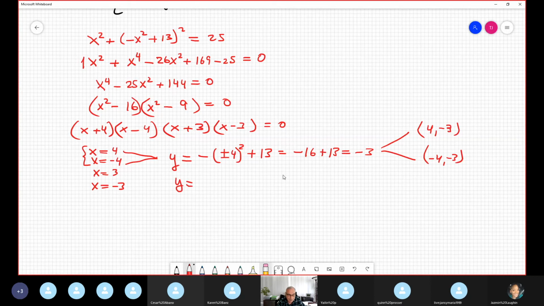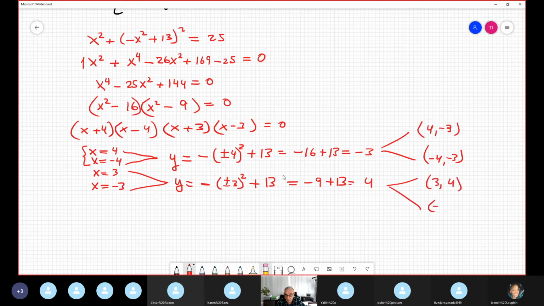Likewise, this is minus plus or minus 3 squared. We are doing both together, plus 13. In this case, it's negative 9 plus 13, which gets positive 4. And the points are 3 comma 4 positive, and negative 3 comma 4 positive. So we have 4 solutions. We have 4 common points in between that parabola.